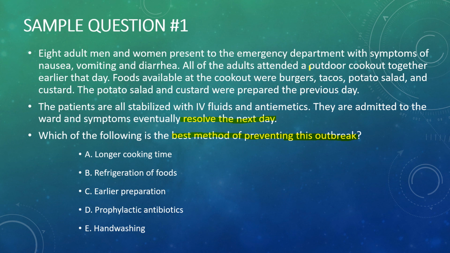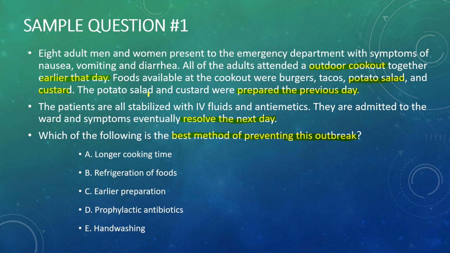They happen after a cookout. Potato salad and custard are involved, and it was earlier that day, so it happened pretty rapidly. And they were also prepared the previous day. So these are all risk factors for staphylococcal enterotoxin food poisoning. So the reasons why is that you had potato salad and custard being made, which are high-risk foods, which we'll talk about later. These symptoms were pretty rapid onset.